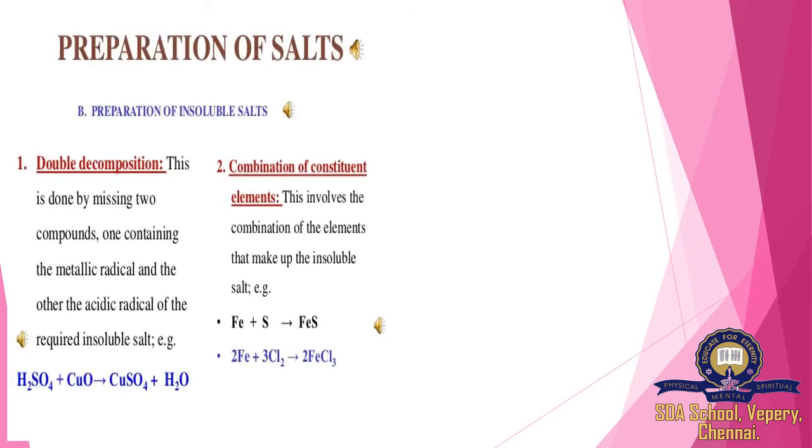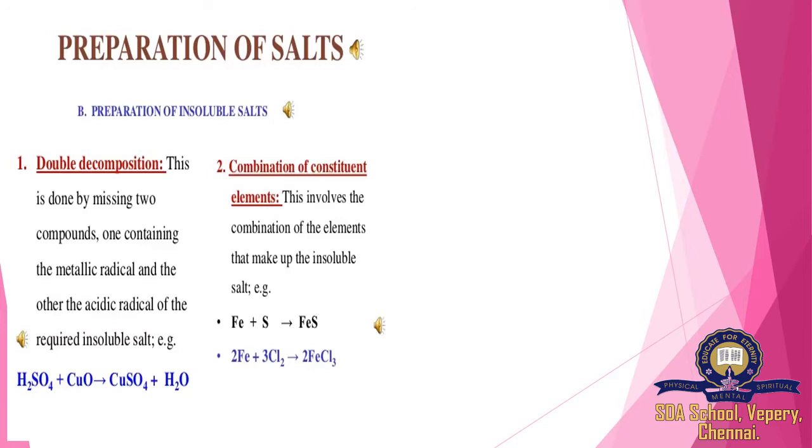Here is the preparation of salts. The first method is preparation of insoluble salts. For this preparation, we have two types. The first one is double decomposition. In this, it is done by mixing two compounds, one containing the metallic radical and the other the acidic radical of the required insoluble salt.